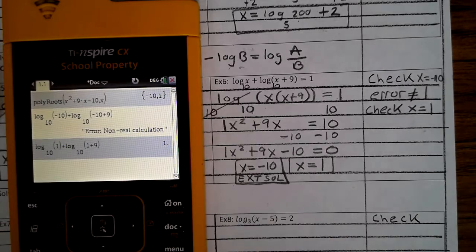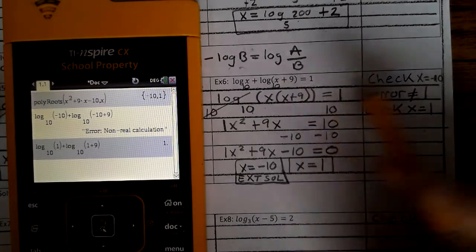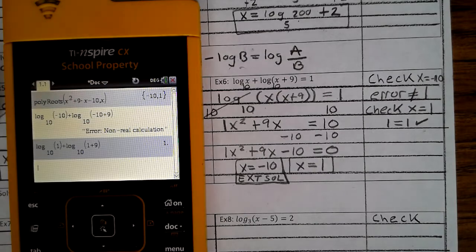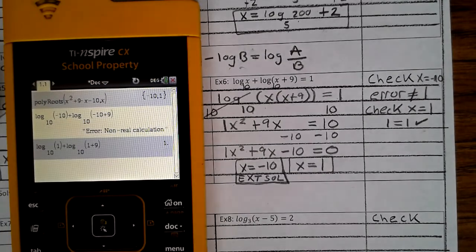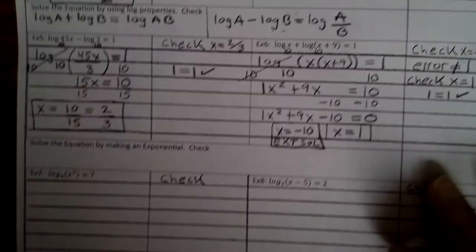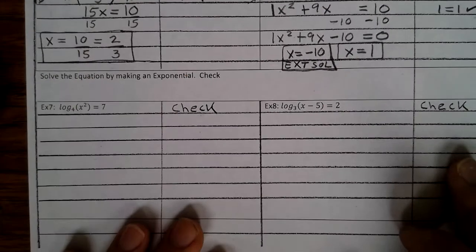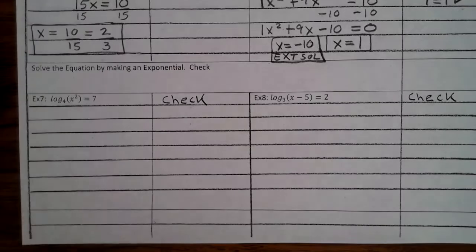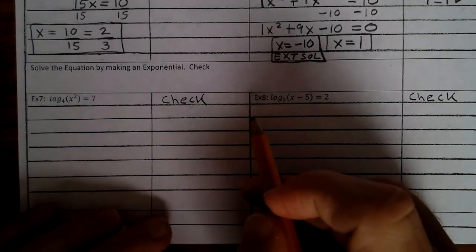All right, let's take a look at example 7. It says solve the equation by making it exponential. Okay, now let me give you the notes that you're going to need to apply this. Okay, now the log will be right here and the exponential will be right here.